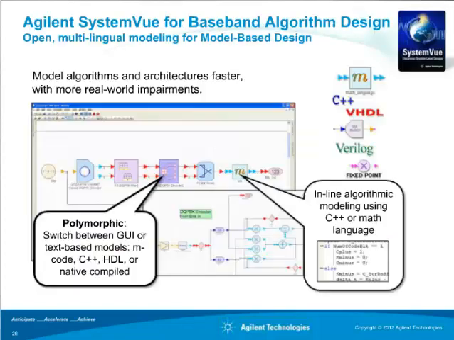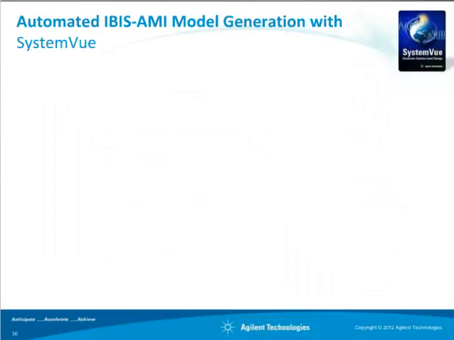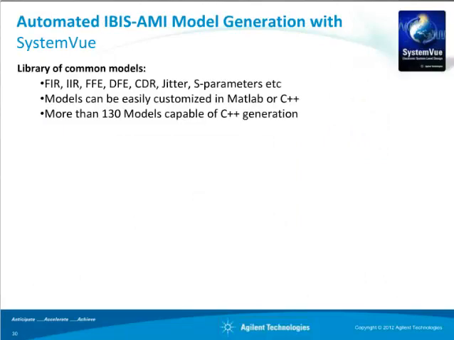There is a tool that will do this for you on the market. It's SystemVue. Just a couple of words about SystemVue here. It is a system-level platform, as we discussed earlier, that uses many different kinds of modeling, including C++ type models. It's a very fast and very flexible environment. It has inside of it a library of common function models, if you like. You see them there: FIR, IIR, DFE, CDR, S-parameters. These are, if you like, the seed of any modeling exercise to generate an IBIS AMI model.